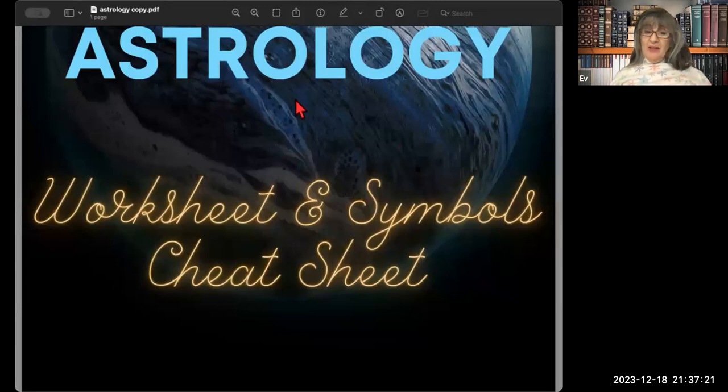So now we're going to look a little deeper so you'll get a better understanding. We are going to take a look at the worksheets and symbols cheat sheet. This is something that you should have while you're learning your astrology chart. And we will provide that for you.